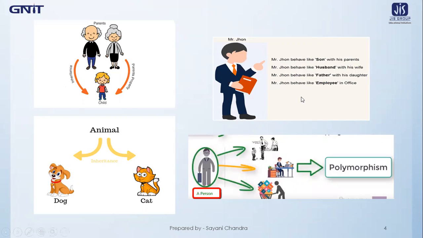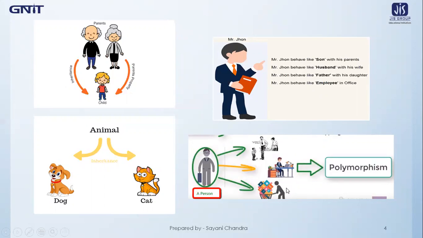The same person behaves like a husband when he is with his wife. The same person, Mr. John, behaves like a father when he is with his daughter. The same person, Mr. John, behaves like an employee when he is in office. That means only one person is there, Mr. John, but he is behaving in 5 different ways in 5 different situations. So this is kind of polymorphism, we can say.